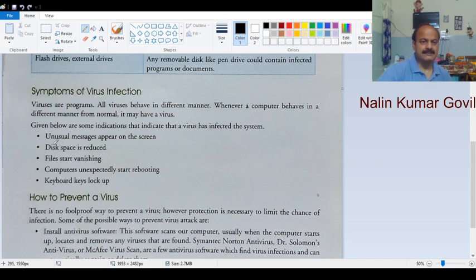Number one, an unusual message appears on the screen. This is the first symptom if your computer system is infected by a virus. You will see an unusual message like "I'm your friend." Clear? Disk space is reduced. Sometimes you will see a message on the screen that there is no space in your hard disk. If such a message is coming in your computer system, then you can easily understand that your computer system is affected by a virus.